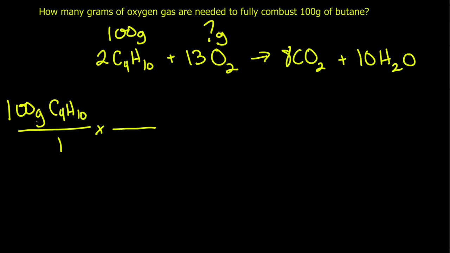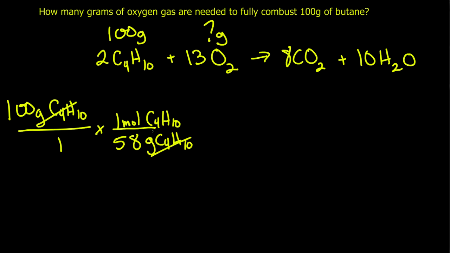Now I can't do a gram straight to a gram. I got to convert that to moles. So 1 mole of butane is equal to how many grams? Well, we got to use our periodic table and add up that molar mass. Carbon is 12. I'm going to round to the nearest whole number. Carbon is 12. There's 4 of them. Hydrogen is 1, and there's 10 of them. So butane is 58 grams for its molar mass. So that'll cancel out my grams of butane, leaving me with moles of butane.